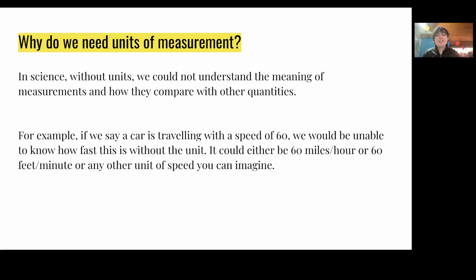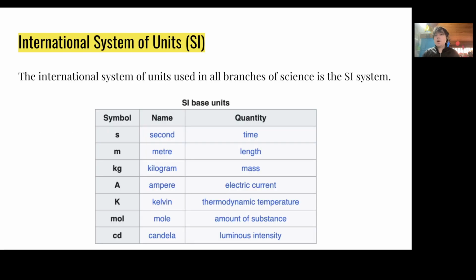So for example, if you see a car traveling and you say, oh, it's traveling at a speed of 60, we would be unable to know how fast this is without the unit. It could either be, say, 60 miles per hour, or 60 feet per minute, or any other unit of speed you might imagine. So what's the standard set of units?